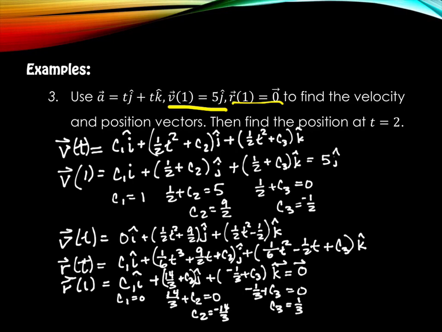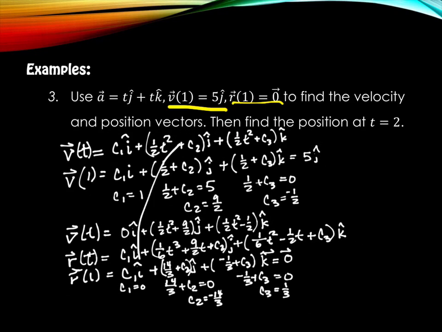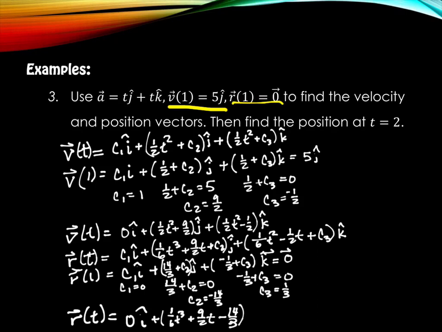So ultimately, our r equation, our vector value function equation would look something like this, where we have r of t equals, feel free to write the 0i or just leave the 0i off, right, as being 0, plus 1/6 t cubed, plus 9/2 t, and then we found out c2 is negative 14/3, so it's minus 14/3. We're almost done. That one's j. And then lastly is my k value.